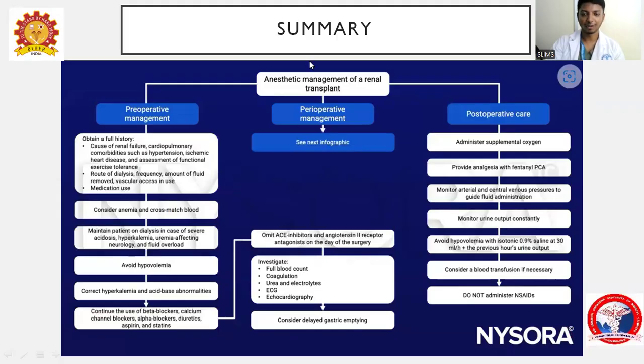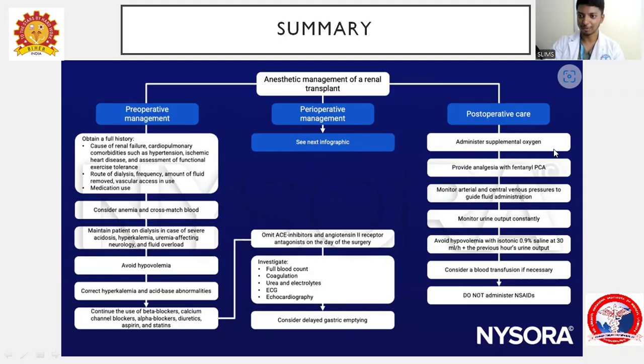So this is a summary outlining the anesthetic management of renal transplantation. Starting with the preoperative management, we have to obtain a full history, consider anemia and platelet function, maintain patient on dialysis, have a look at acidosis, avoid hypokalemia, correct the hyperkalemia and acid-base abnormalities. We can use beta blockers, CCBs, alpha blockers, diuretics, statins, and omit ACE inhibitors and angiotensin 2 receptor antagonists on the day of surgery. These are the investigations that we can consider, and we also have to consider delayed gastric emptying.